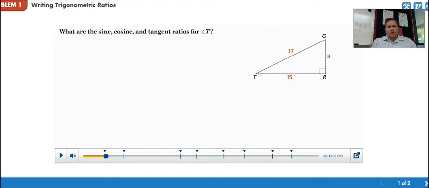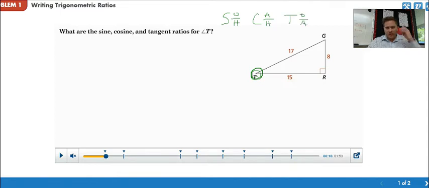Alright, our first problem says, what are the sine, cosine, and tangent ratios of t? So we are talking about t right here, and remember that these trig things allow me to find either the different angles or the different side lengths, and this only applies to a right triangle. Whenever I'm doing these problems, I always write out my SOH CAH TOA.